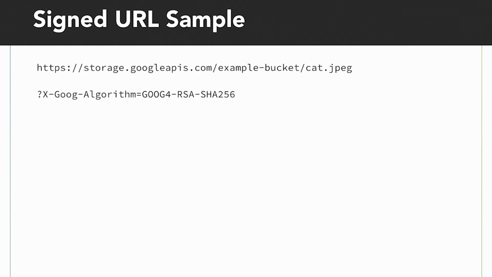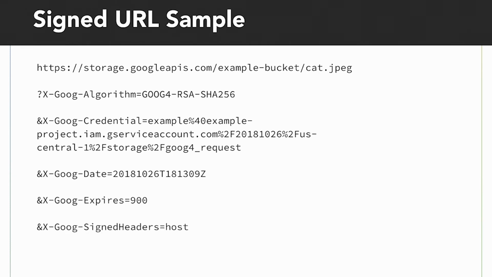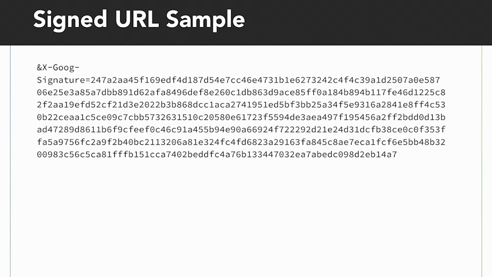This one indicates the signing algorithm. This one describes the credentials, and this one is the start date of when the URL can be accessed. We can also set this to the future. This one is how many seconds from the start date the URL will remain valid. It can be up to 7 days. Then the signed headers, and then the most important part, the signature. This is the string that proves that this request has been authenticated, and this is what the GCS service will use to check if this is an authentic signed URL.